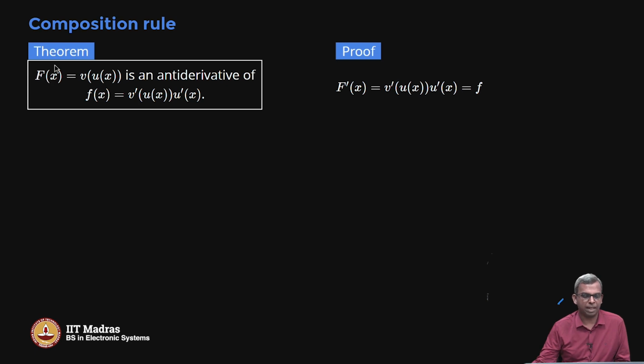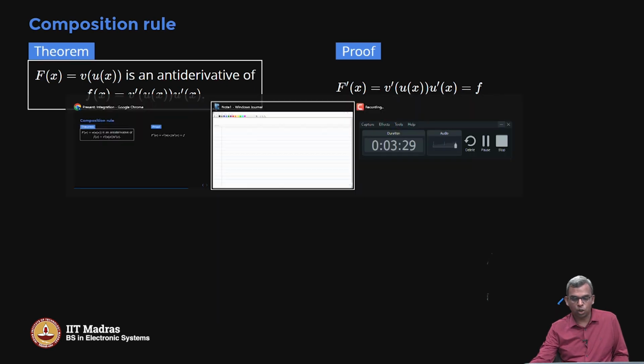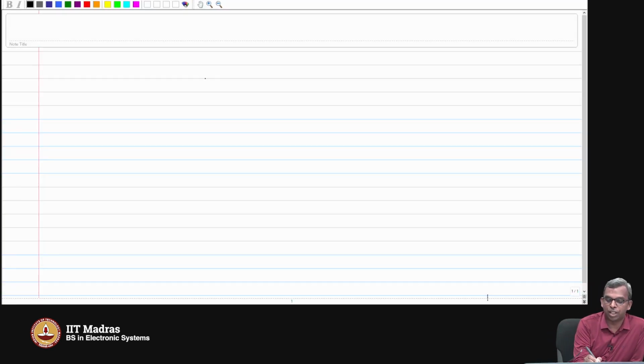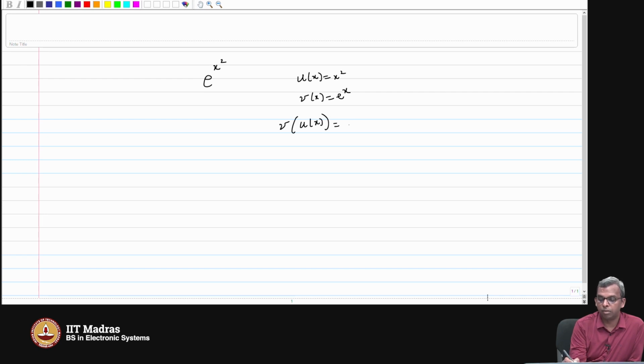Supposing you look at a function capital F of x, which is v of u of x. So this is a composition. You have a function u of x inside, and then there's a function v of x also. I think we have seen this long ago. I just want to repeat that. Supposing you have a function like e power x squared, I can see it as u of x being x squared, and v of x being e power x. Then this function is v of u of x, which is v of x squared, and that is e power x squared. So this is called composition.